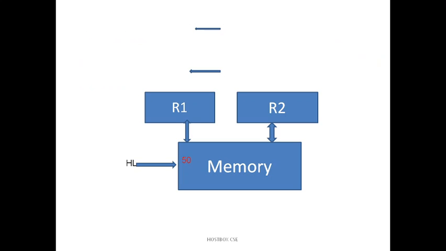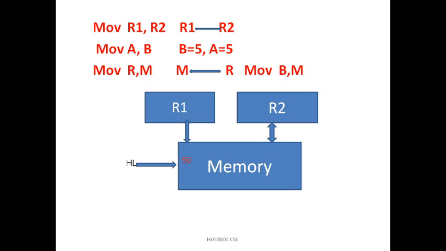Assume that you have registers R1, R2 and memory. The first command is move. What is the use of move? Here, MOVE R1, R2 means the contents of R2 will move to the register R1. It is just moving as well as copying. For example, MOVE A, B means whatever the content in the B register will move to the register A.